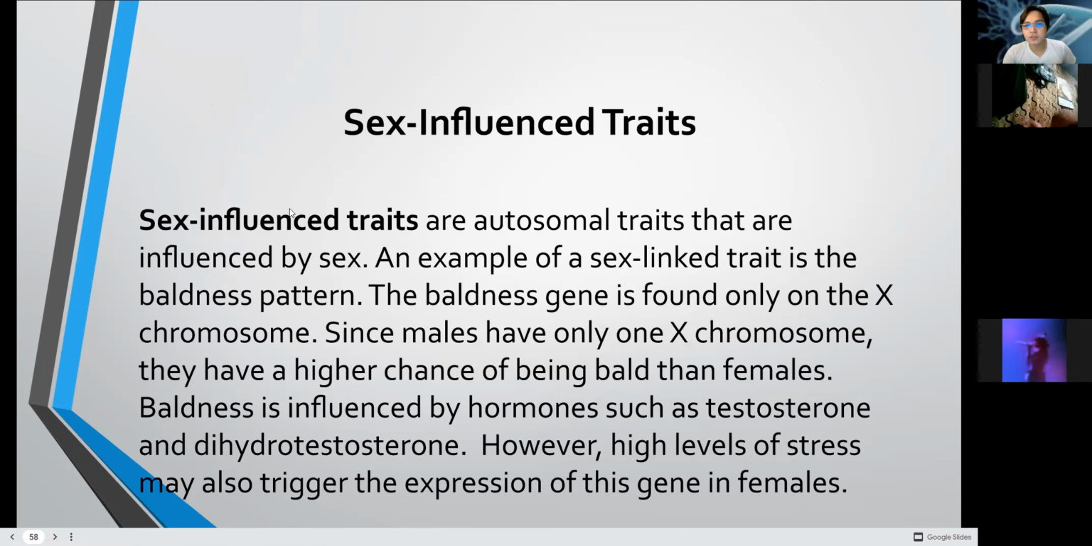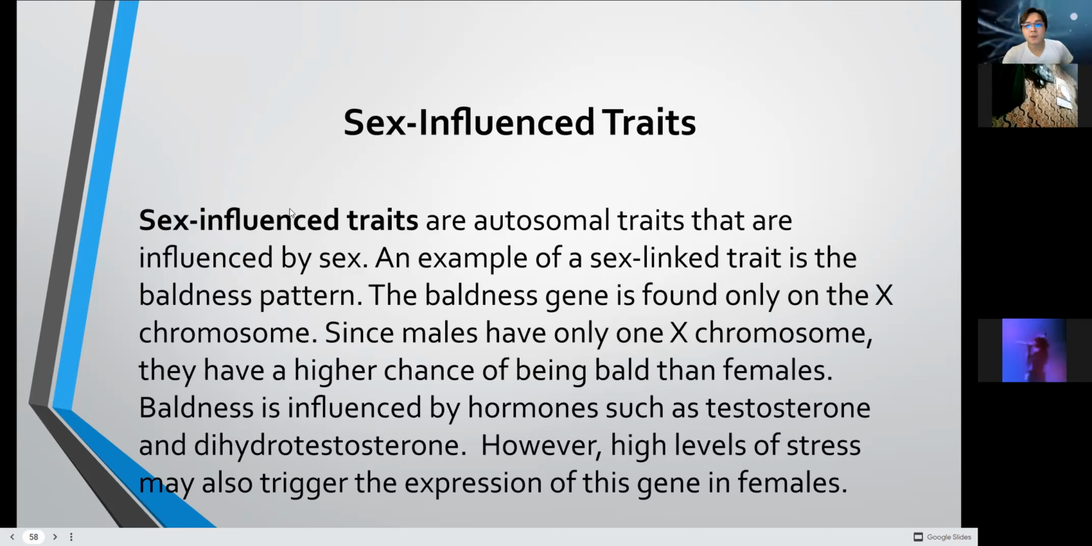Sex-influenced traits are autosomal traits that are influenced by sex. An example of a sex-influenced trait is the baldness pattern. Okay, baldness in males. You can actually observe them in males rather than females. Okay, why is that so?